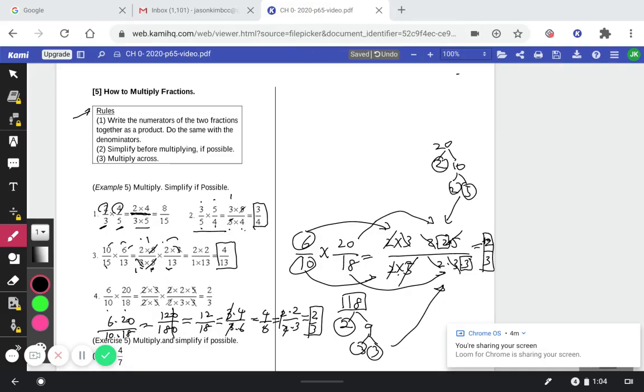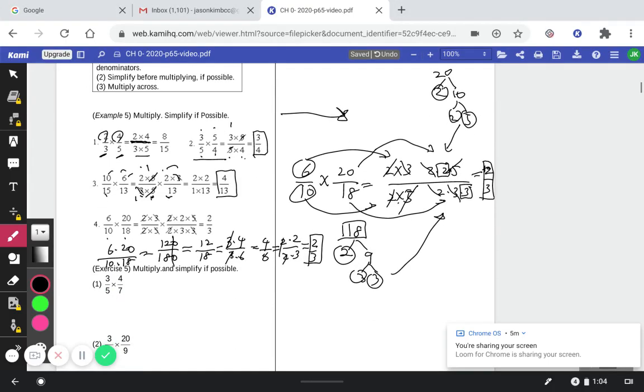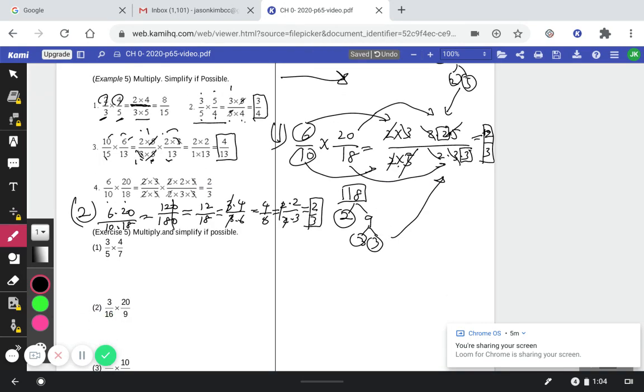Well, it's up to you. I prefer you to start with this way, writing each number in terms of a multiple of prime factorization. But if you're comfortable with the other way, you are more than welcome to do that as long as the way is valid. Now, example here.